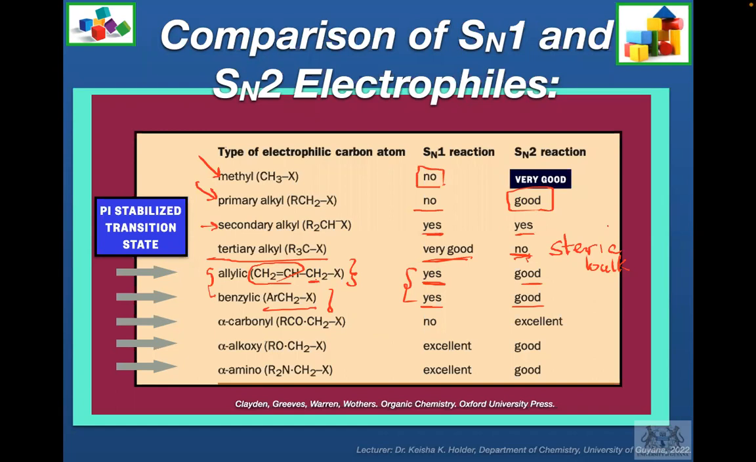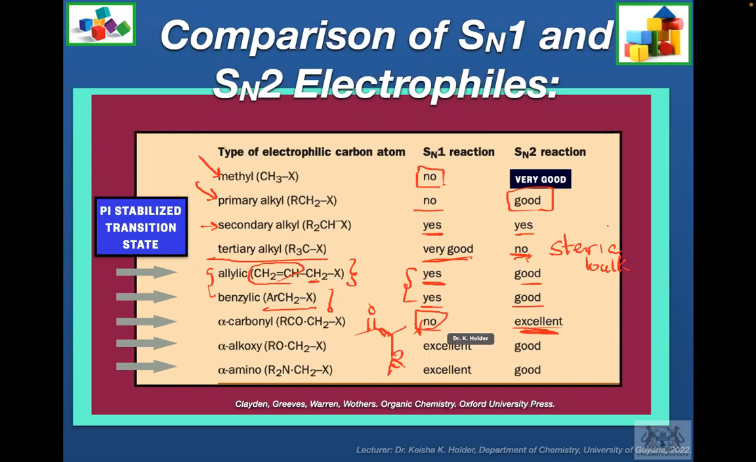If you have an alpha carbonyl, that means you have a carbonyl present in the alpha position. So what does that look like? That looks like an electrophile that has a carbon with a double bond, and here is your leaving group. That is what your electrophile would look like. If you have that, then what's going to happen is it will proceed excellently via SN2 and not at all for SN1.